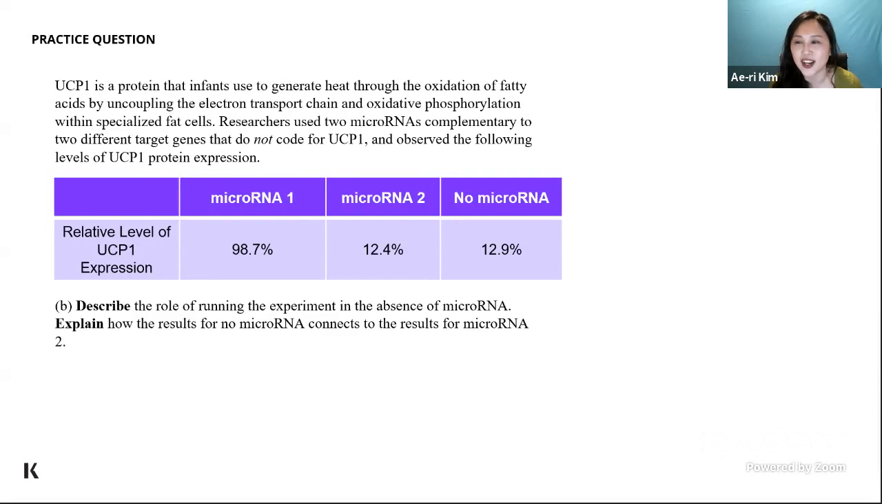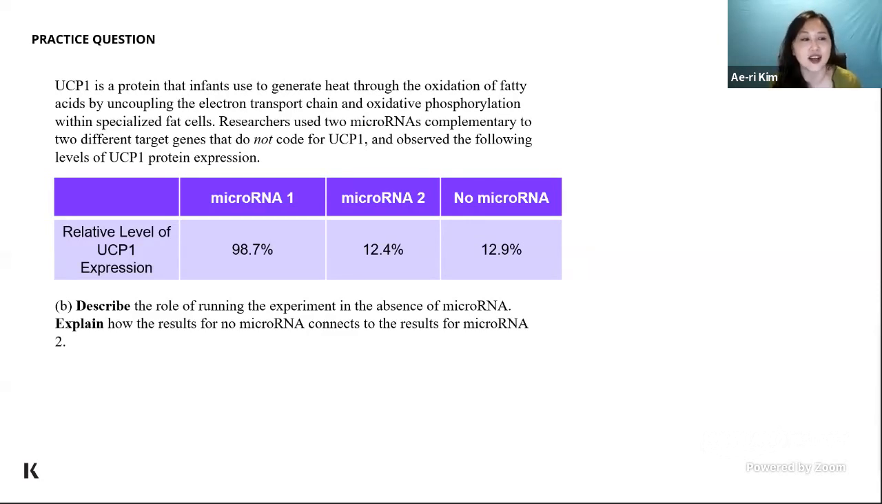Awesome, no microRNA, there's no repressor, no inhibiting, means the level, let's be careful here, let's be careful. Notice that the data tells us in the absence of microRNA, we have pretty low levels of UCP1. So that's kind of like the natural state.